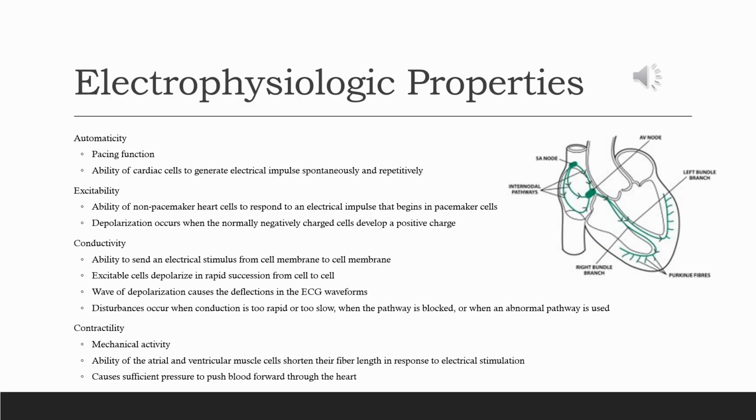Lastly, we have contractility, and this refers to the mechanical activity of the heart. Once an electrical impulse reaches the atrial and the ventricular muscle cells, they contract, which generates enough pressure to push blood forward through the heart and into circulation. Altogether, these 4 properties ensure that the heart functions as an efficient electrical and mechanical pump. However, when one or more of these properties gets altered, we have an increased risk for dysrhythmia, which can compromise our cardiac output and our patient stability.